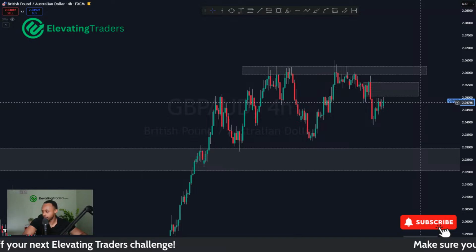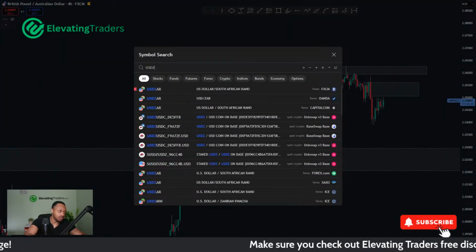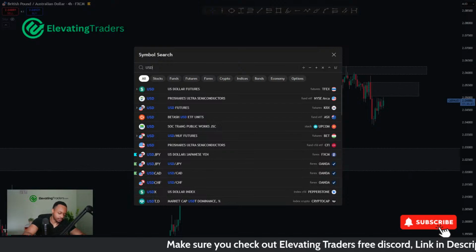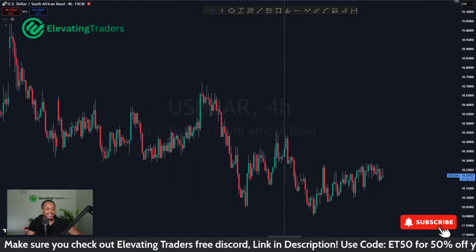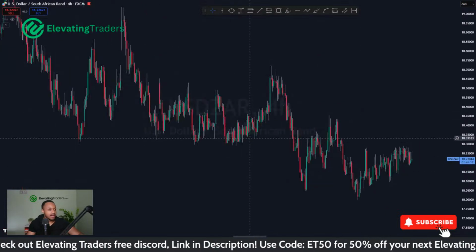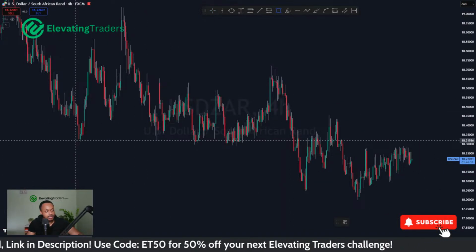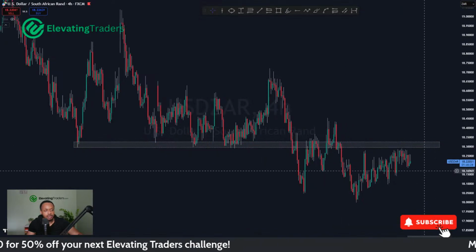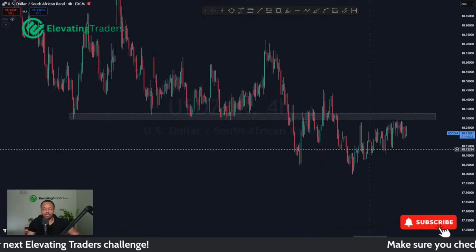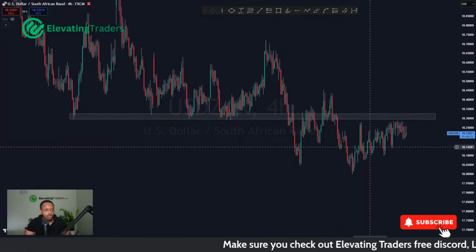Okay, so we'll go through USDR. Apparently, this one hasn't moved much according to Lighten. Let us see. Yeah, it hasn't moved much at all. But yeah, USDR, I'm still looking for shorts off this level here, which is 18.3 roughly. Just above 18.3. That's still my area of interest for USDR.